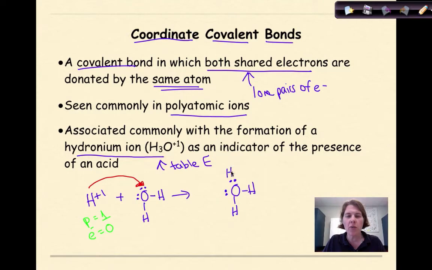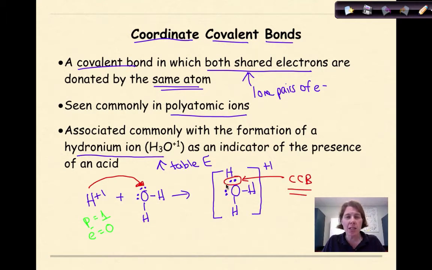So I'm going to come right over here, but it's bringing that +1 charge with it. So that means for the hydronium ion, the whole thing has to be in brackets with a +1 charge. So where is the coordinate covalent bond? Here's the coordinate covalent bond. Okay, coordinate covalent bond, CCB.